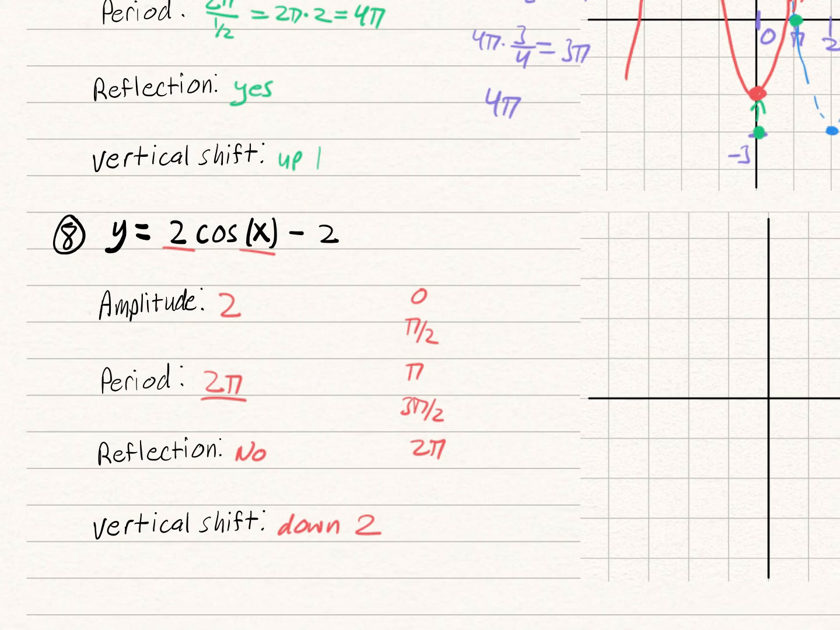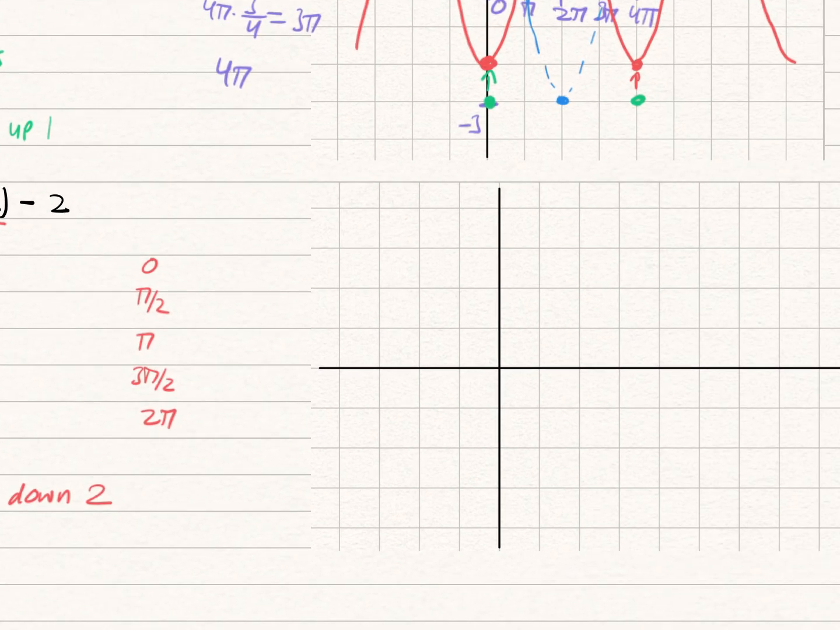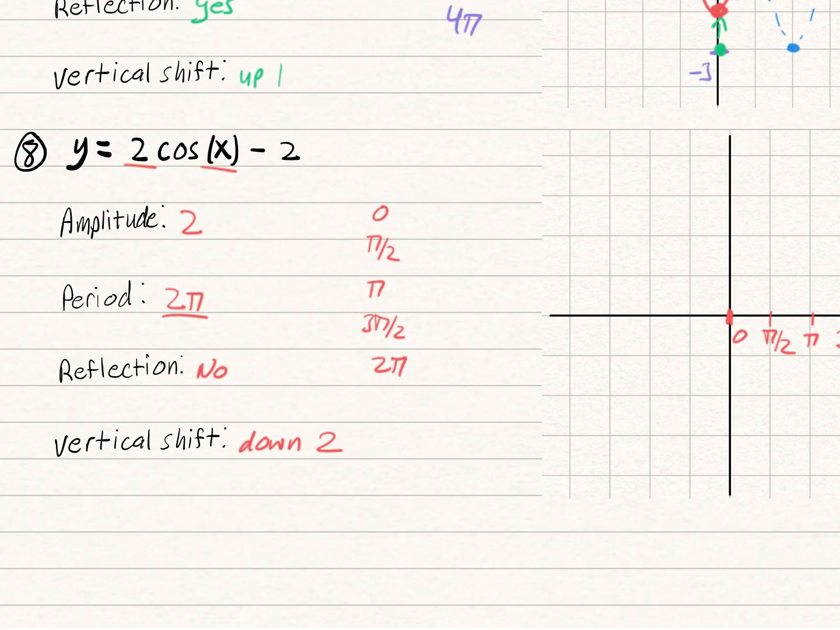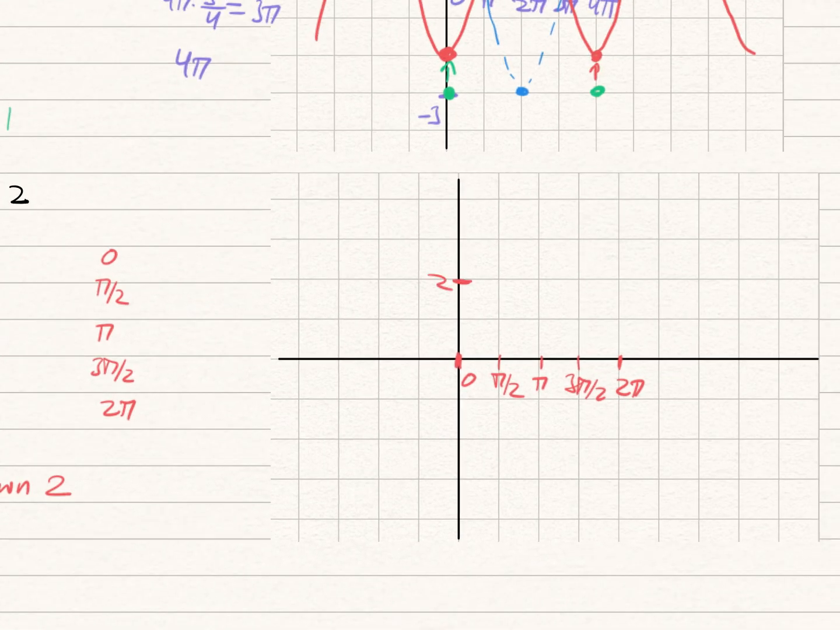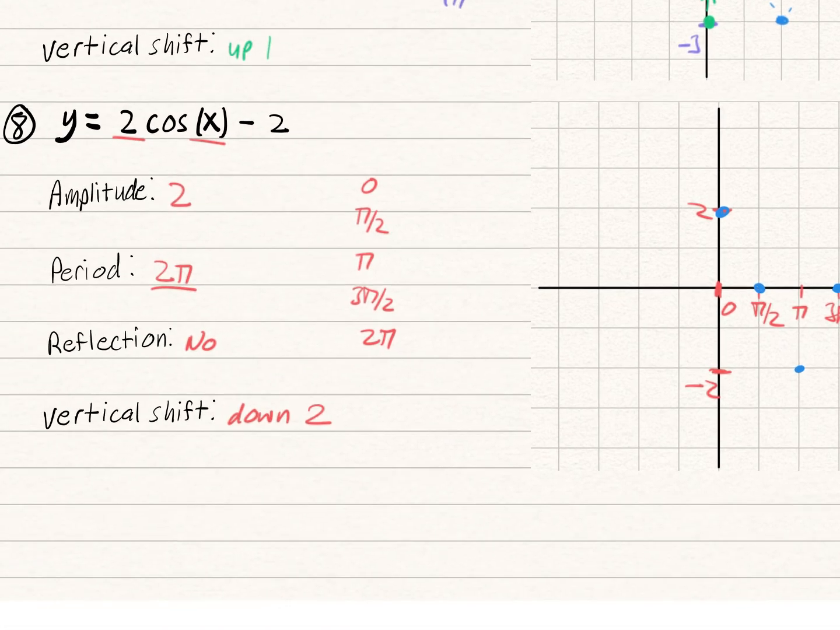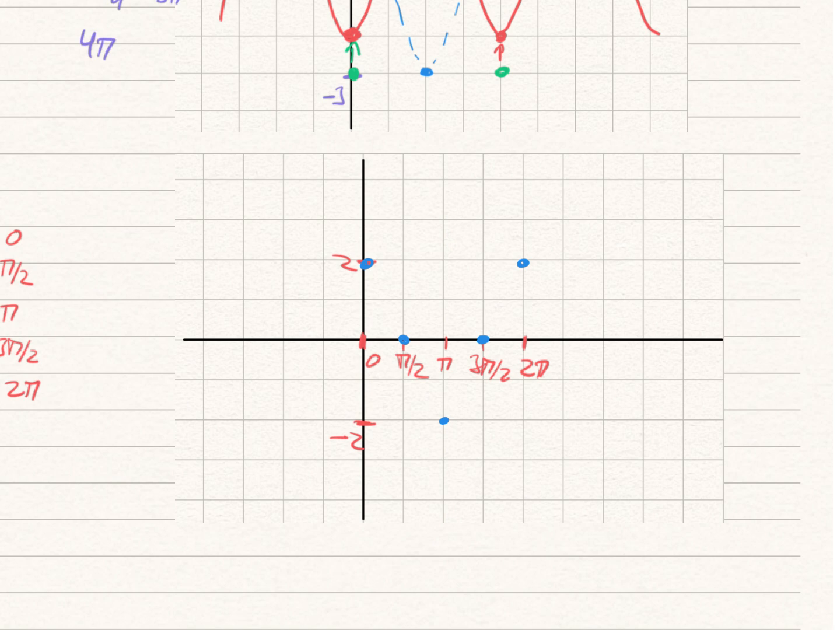We've used this period a bunch, so if you don't know how I got those points, look back at another example. I'm going to label it 0, pi over 2, pi, 3 pi over 2, and 2 pi. And then our amplitude was 2, so I'm going to draw a point right here, up 2, down 2. This is a cosine function, so cosine starts at the very top. So I'm going to start at the top, 2, and then your pattern starts. It's going to look something like that. We're going to go down 2 units, so I'm going to take these points and move them down.